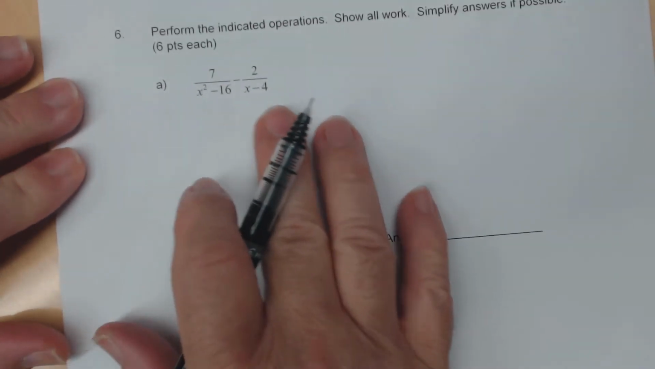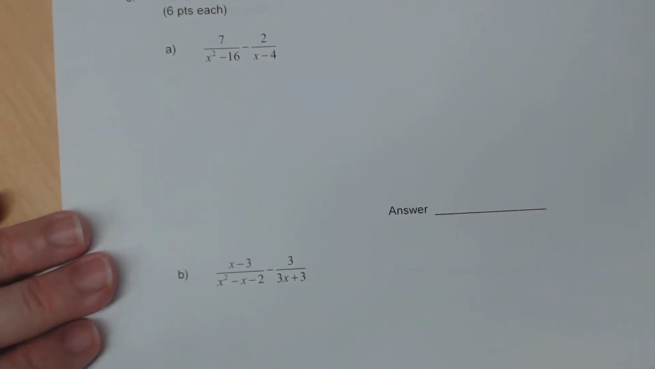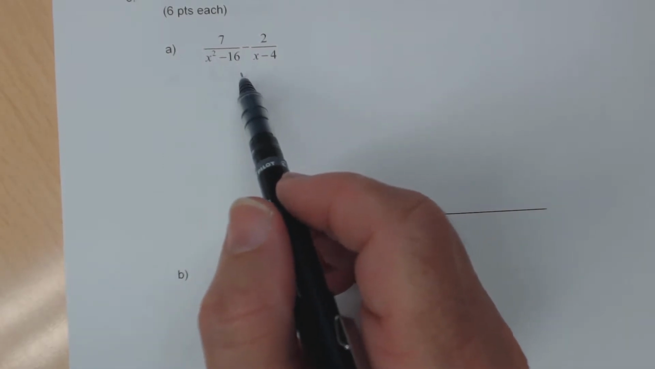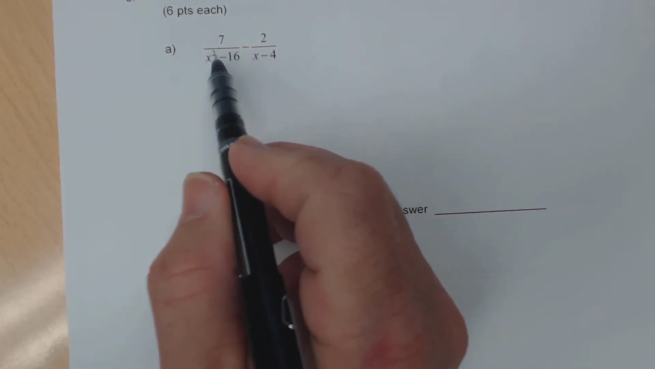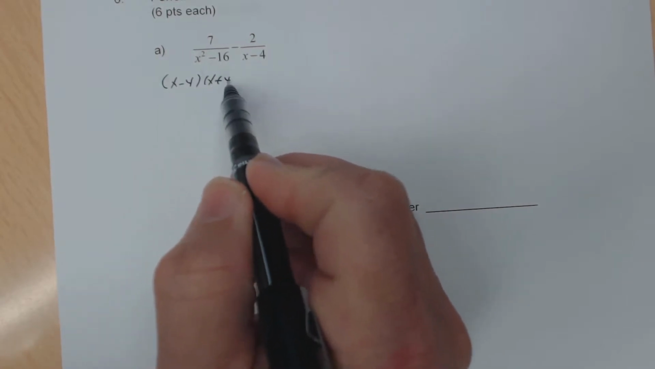Okay, now, number 6, you're adding and subtracting rational expressions. Okay, so first of all, remember you've got to factor your denominators to find the LCD. So this right here, that's the difference of two squares. So that's x minus 4, x plus 4.